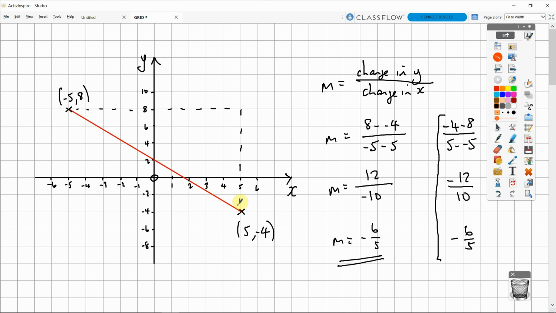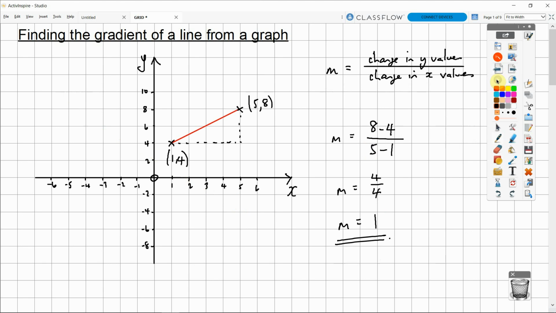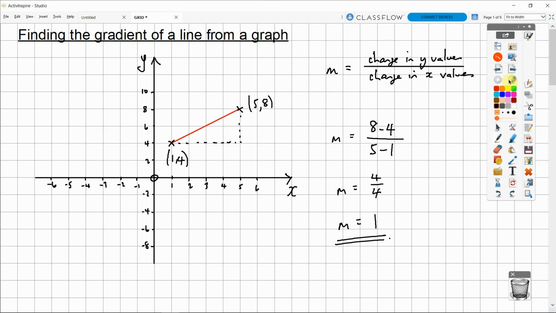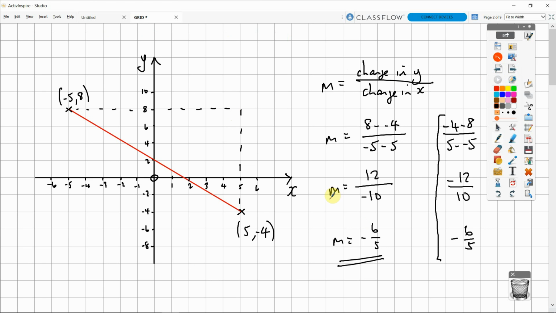And that tells us something really important. If we just go back to the first one, here we got a positive answer. And you can see that this is going uphill from left to right. Here, the line is going downhill from left to right, and we ended up with a negative answer. And this is always true. Positive gradients are always going uphill. Negative gradients are always going downhill. We'll leave that one there.